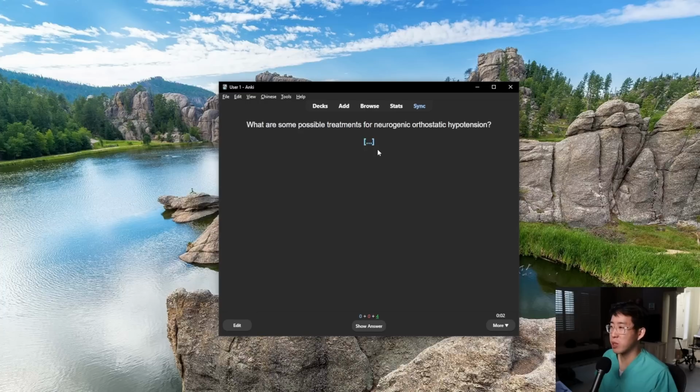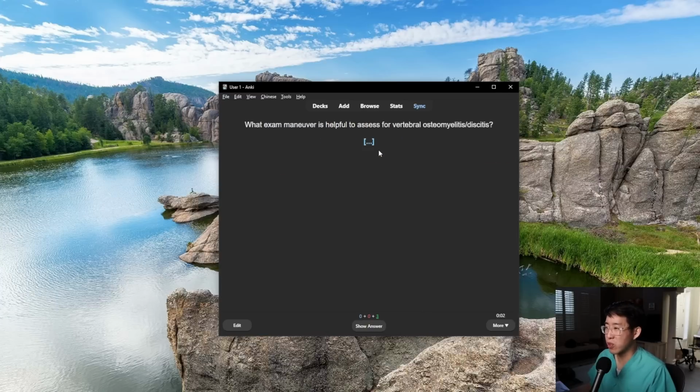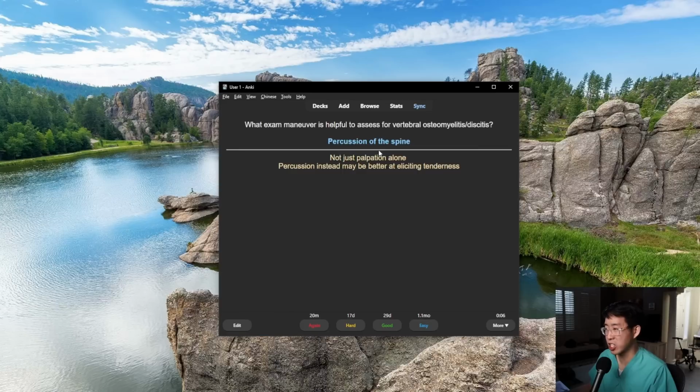What are some possible treatments for neurogenic orthostatic hypotension? So there are some off-label treatments that we were reaching for in these severe orthostatic hypotension patients, like droxidopa and pyridostigmine, which are used for Parkinson's patients with severe autonomic dysfunction. So something to consider when you're really at the end of the line. What exam maneuver is helpful to assess for vertebral osteomyelitis and discitis? It's going to be percussion of the spine, not just palpation alone, because percussion may be better at eliciting tenderness.